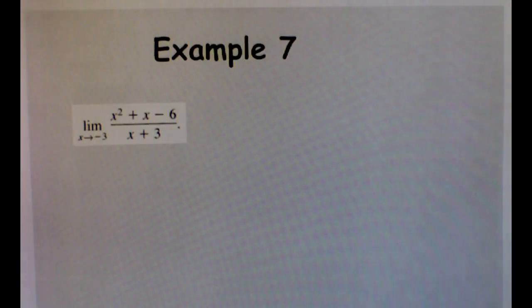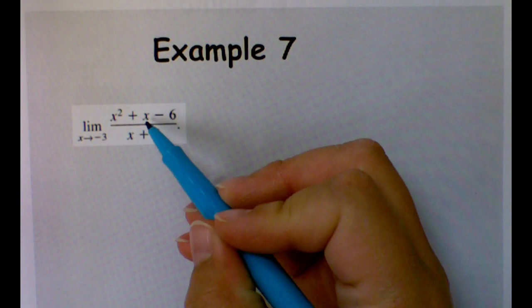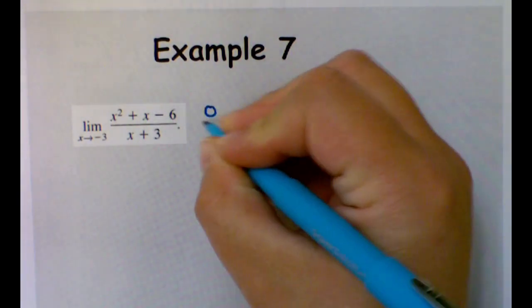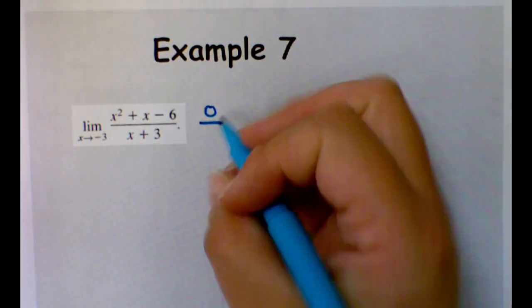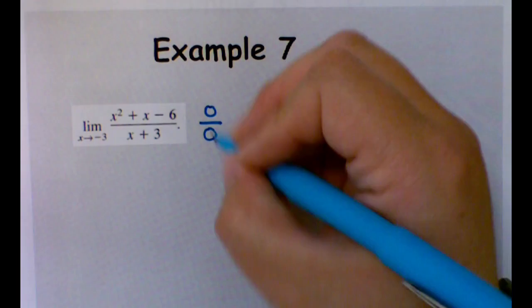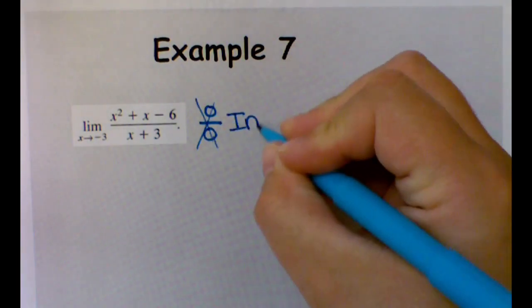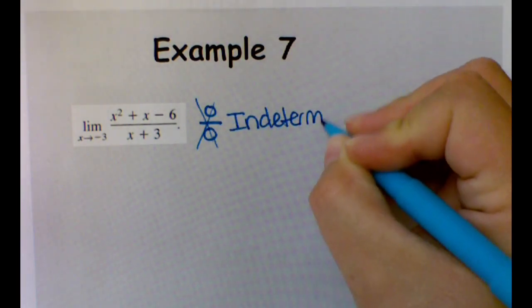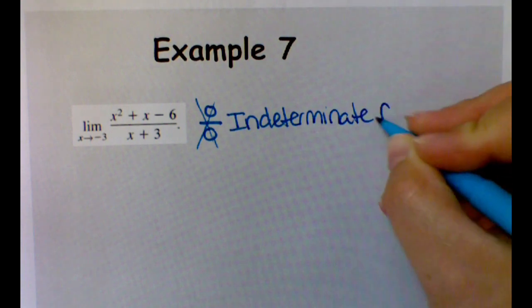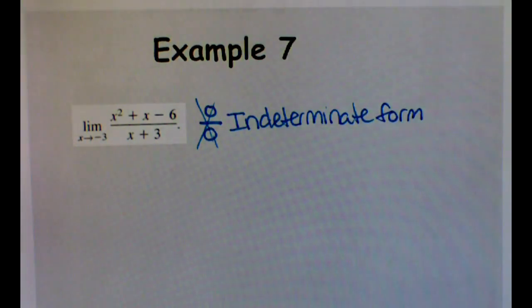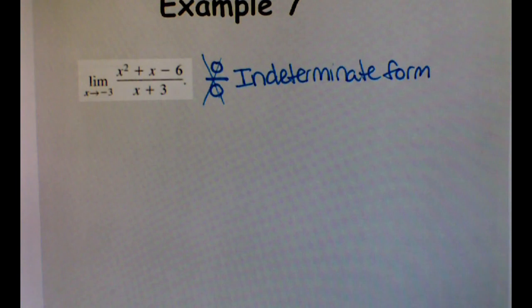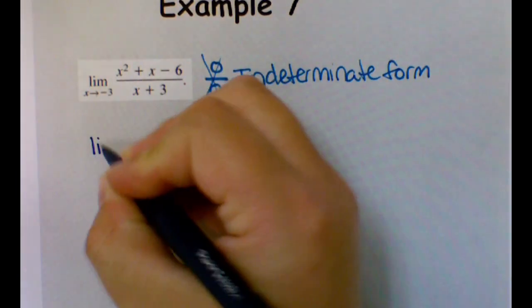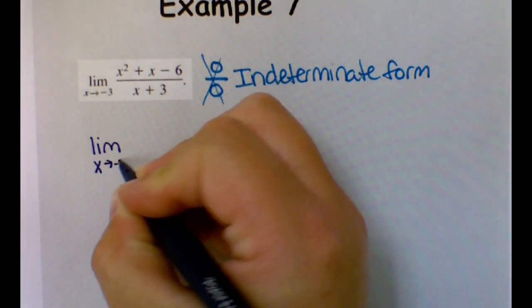So this first one, I always would go for direct substitution right away. If I plug in negative 3 to the numerator, I get 9 minus 3 minus 6, which is 0, over negative 3 plus 3 is 0. That's a no-no. That's your indeterminate form. You don't want 0 over 0. So instead, we'll try to factor the numerator. If I can factor it and simplify, then I'm in business.